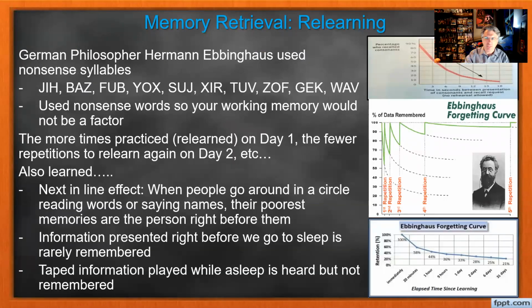Okay, Ebbinghaus showed this to be true with his forgetting curve, where he basically gave people random things, and the more time that they spent on day 1, the less time that they would have to spend on day 2 to relearn that information. He also figured out other things like the next-in-line effect. When people are going around in a circle reading words or saying names, they have poor memories of the person right in front of them, because they haven't processed it as long as the other ones have been repeated again and again and again.